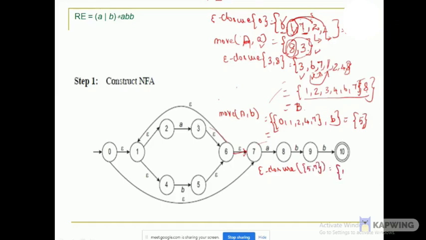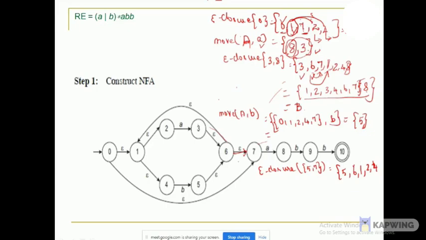Okay. So epsilon closure means first we have to take 5. From 5, is there any epsilon transition? Yes. It is going to 6. From 6, it is going to 1. From 1, it is going to 2 and then to 4.